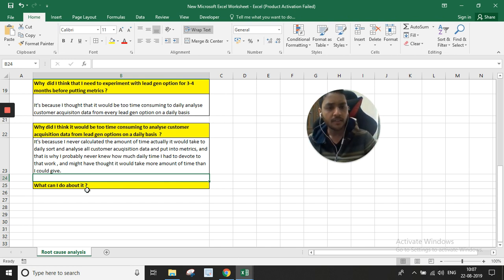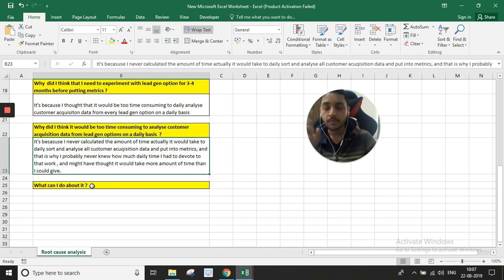I thought in my mind that it might take 3 hours, when it might have taken just 30 minutes every day, which I could probably have done, but I did not. And that is why I overanalyzed it. The problem here is that I did not have clarity. I did not calculate how much time it would take to do the analysis of all lead gen processes.